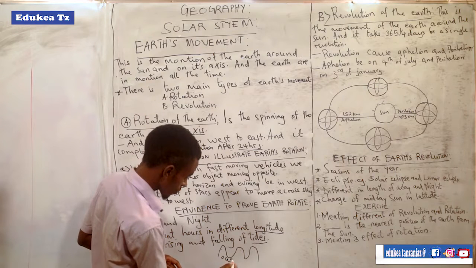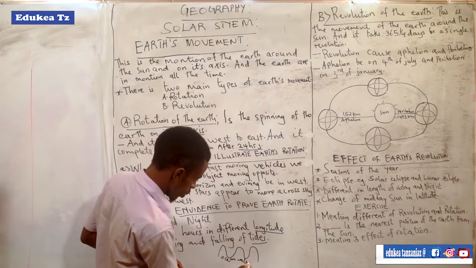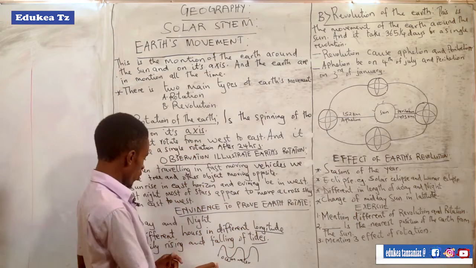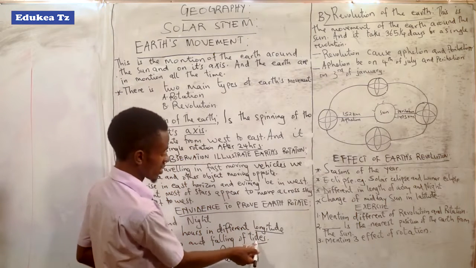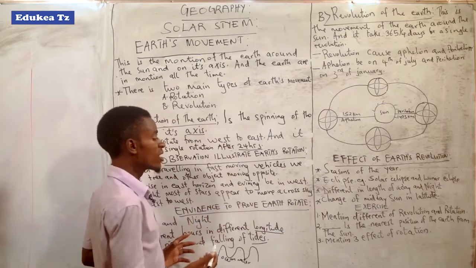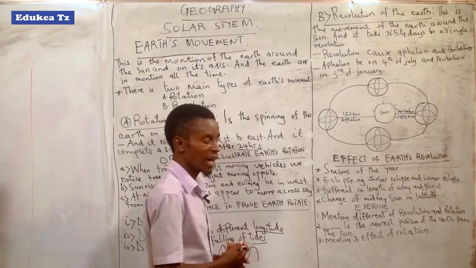Ocean water rises and falls, rises and falls. That is what we call tides. So the rising and falling of the water in the ocean is evidence that the Earth is rotating.